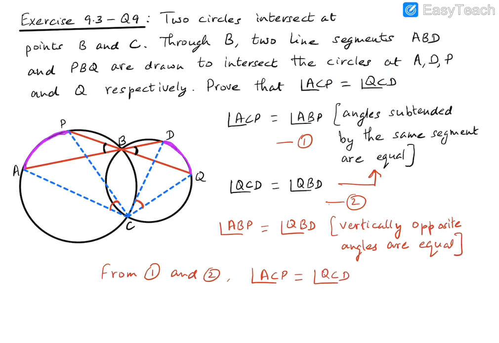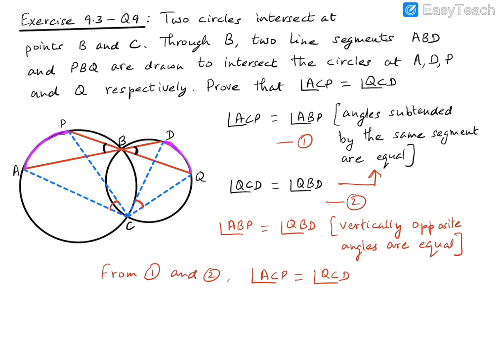We had to prove that the angle ACP, which is this angle over here, is equal to the angle QCD, which is this angle over here, and we have proved it in a very simple way. So the problem at first appears to be quite complex, but if you observe the construction and the diagram and apply the appropriate theorems, the solution is actually quite simple. Okay, so we've been able to solve it in a very small number of steps.